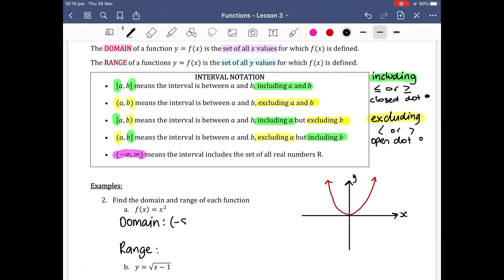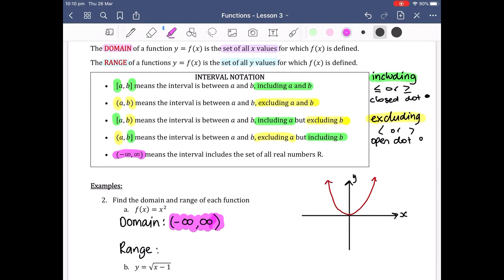We use negative infinity to infinity. So our domain is going to be negative infinity to infinity, because it means all x values.